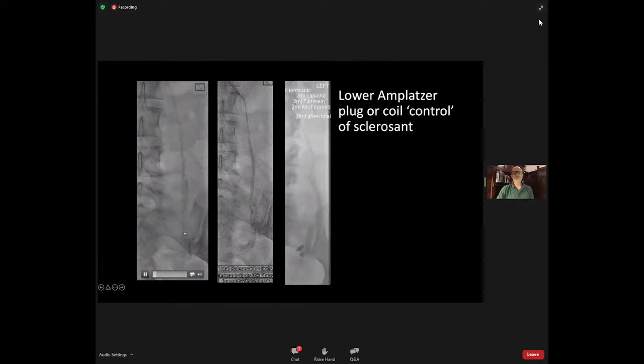This is one where I've used both. On the right-hand screen, you can see a coil assisted, and here we're delivering an Amplatzer plug. And why do I use this? Because I don't want to flood the pelvic venous plexus with sclerotherapy. What I'm doing here is similar to, or analogous to, I'm filling up this vein with Lipiodol and sodium tetradecyl. And you can see it sits there very nicely.